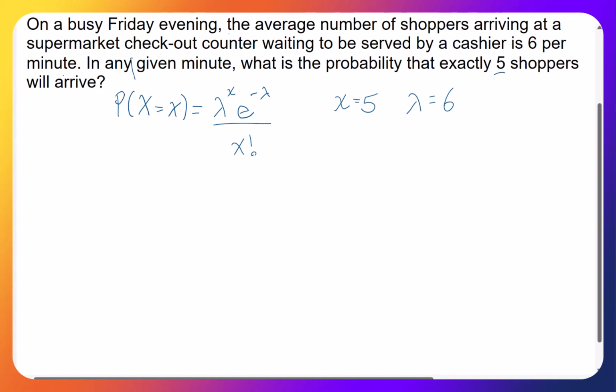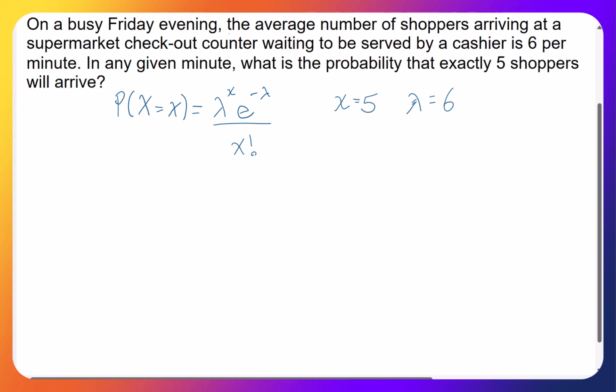Notice that our time frame is the same too: any given minute, and they're arriving per minute as well. So our time frame for both the question and the average given is a minute, so I don't need to change lambda. In future examples and future videos, I'll show you how to adjust lambda if your time frames don't match. Okay, but for now we're good. We can just plug x and lambda straight into the formula, so let's give that a go.